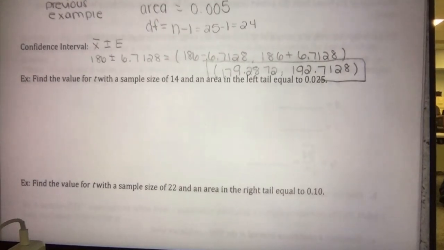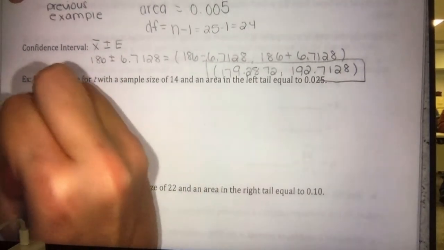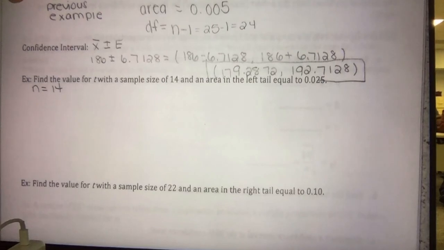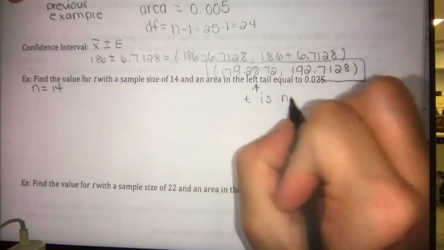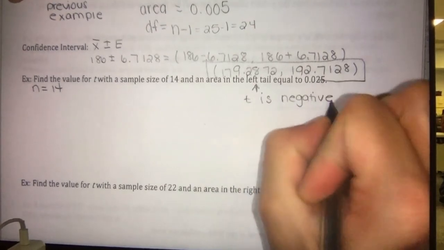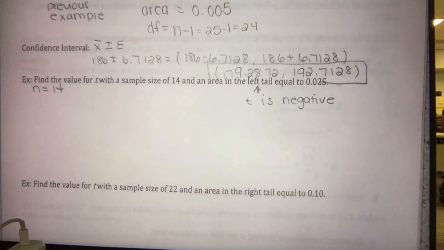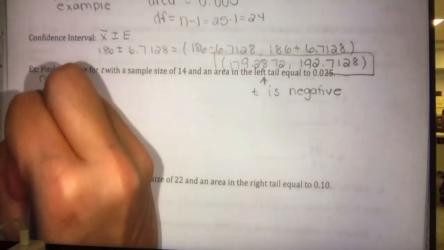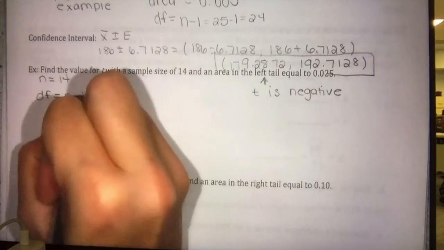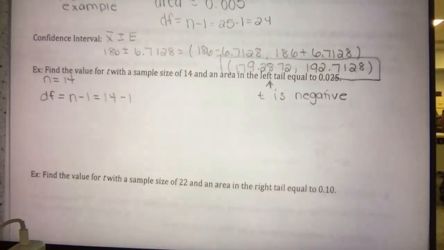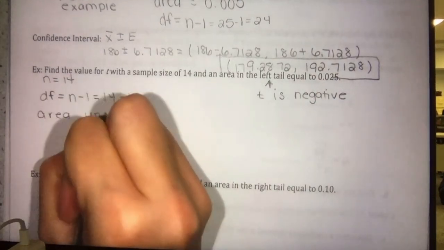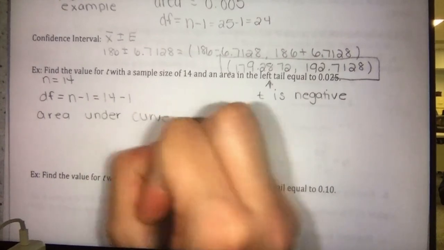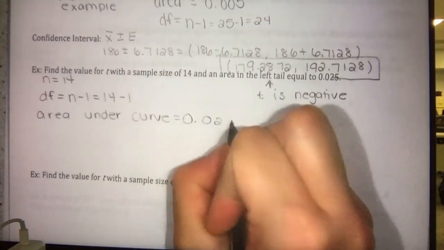All right, so next example, find the t value for t with a sample size of 14, so our n value is 14. And the area in the left tail, so left is telling us that our t value is going to be negative, is equal to 0.025. So if we know n is 14, we know our degrees of freedom for our t-table is n minus 1. So 14 minus 1. And we know the area under the curve they gave us was 0.025.